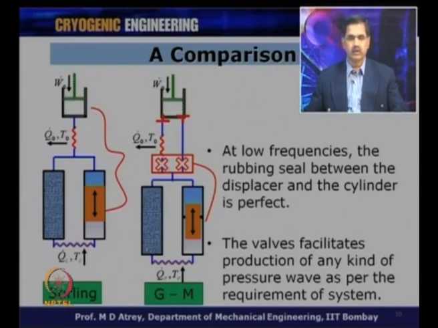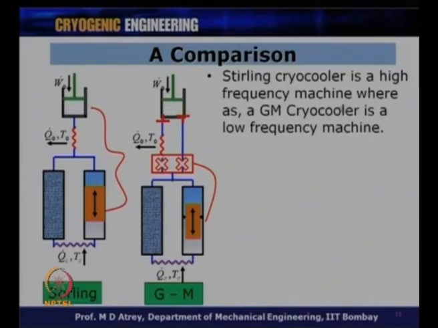The rotary valve could be designed in such a way that I can have a pressure pulse which takes so much time to go up to high pressure. I can retain it at high pressure for whatever time I want in a cycle, come down to low pressure, and retain it at low pressure for whatever time I want. So, I can play with the waveform that will be generated using this rotary valve in a GM cooler. Stirling cryocooler is a high frequency machine. This is what I talked about. It is a high frequency machine, and also the frequency of the piston is equal to the frequency of the displacer, while a GM cooler is a low frequency machine.